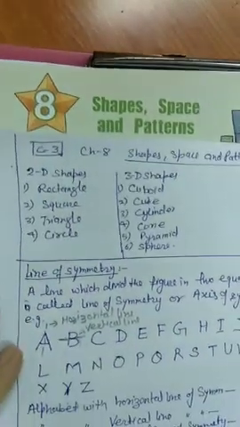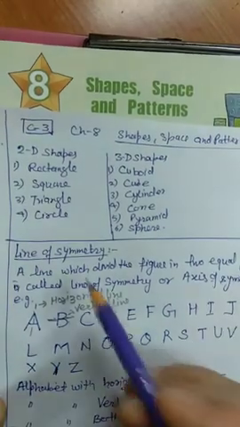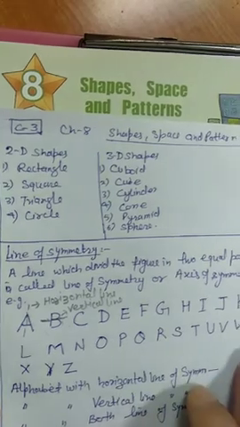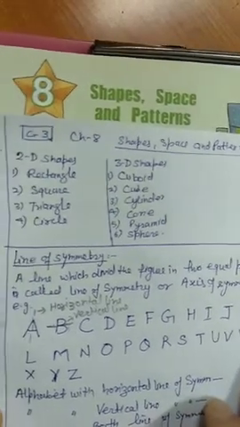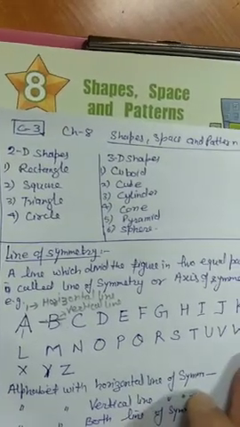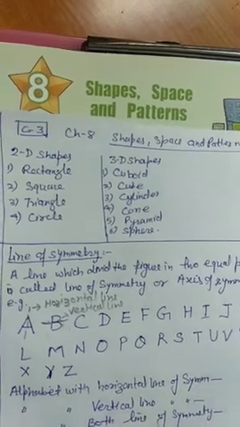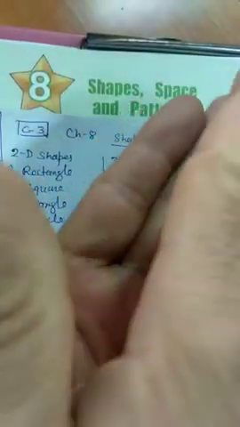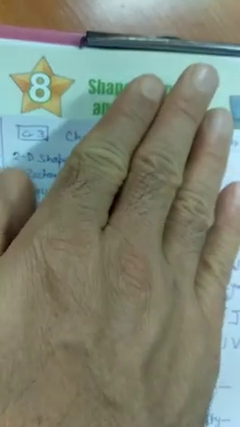So what is a line of symmetry? A line which divides the figure into two equal parts is called the line of symmetry or axis of symmetry. I will show you, just like you can see my both hands. If I join both hands in the middle, this one is the line of symmetry because one hand is completely overlapped by another hand.